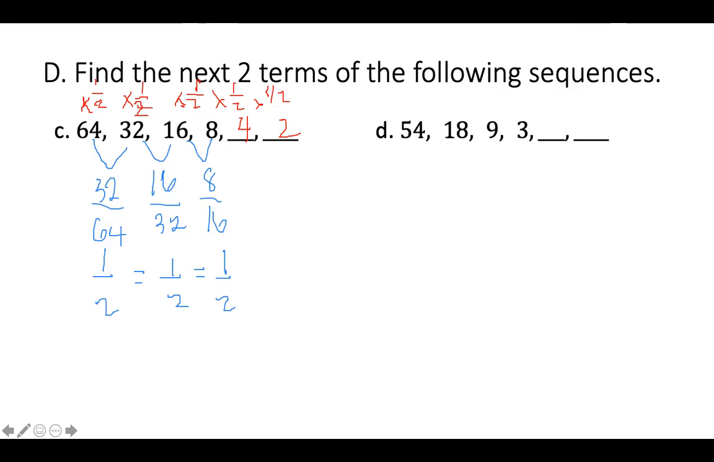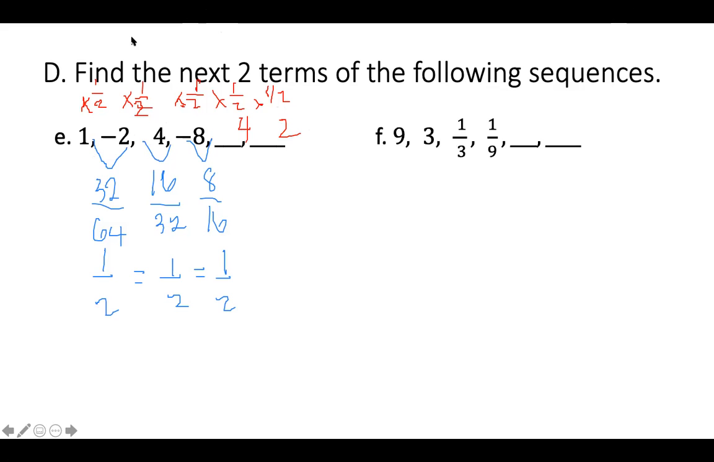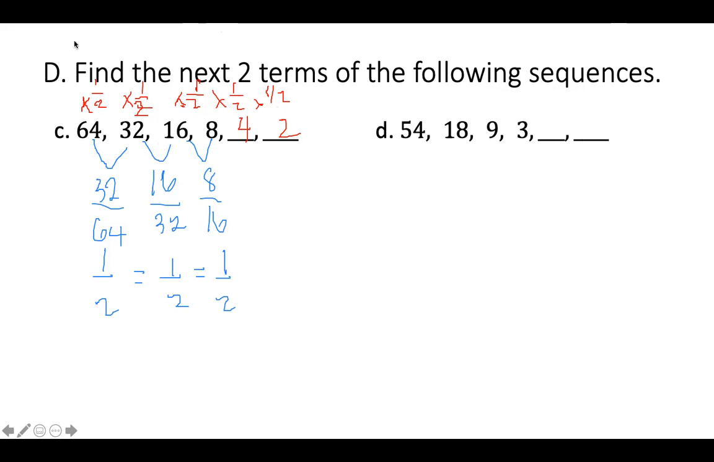Let's check. Okay, so here let's get the common ratio. 18 over 54. This one is 9 over 18. This one is 3 over 9. Again, let's simplify. This is 1/3, 1/2, and 1/3.